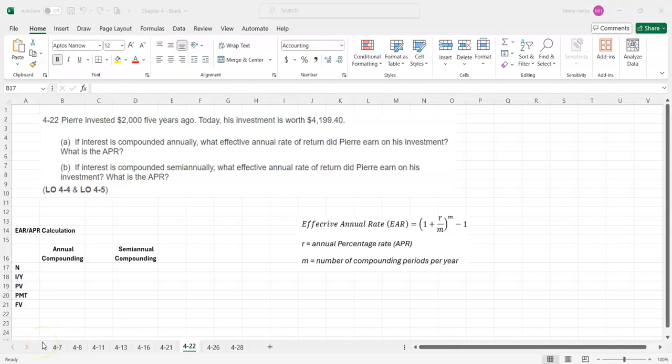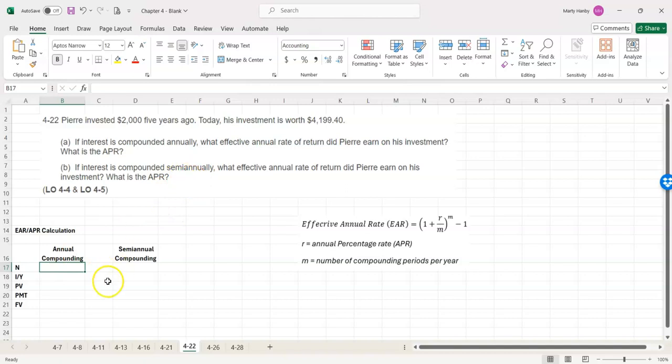Okay, this is problem 22 from chapter 4, CFIN7. This is effective annual rate, or EAR, and APR, annual percentage rate calculation. So Pierre invested $2,000 5 years ago. Today, his investment is worth $4,199.40. If the interest is compounded annually, what effective annual rate of return did Pierre earn on his investment? What is the APR? All right, so we'll do A, and then we'll talk about B.